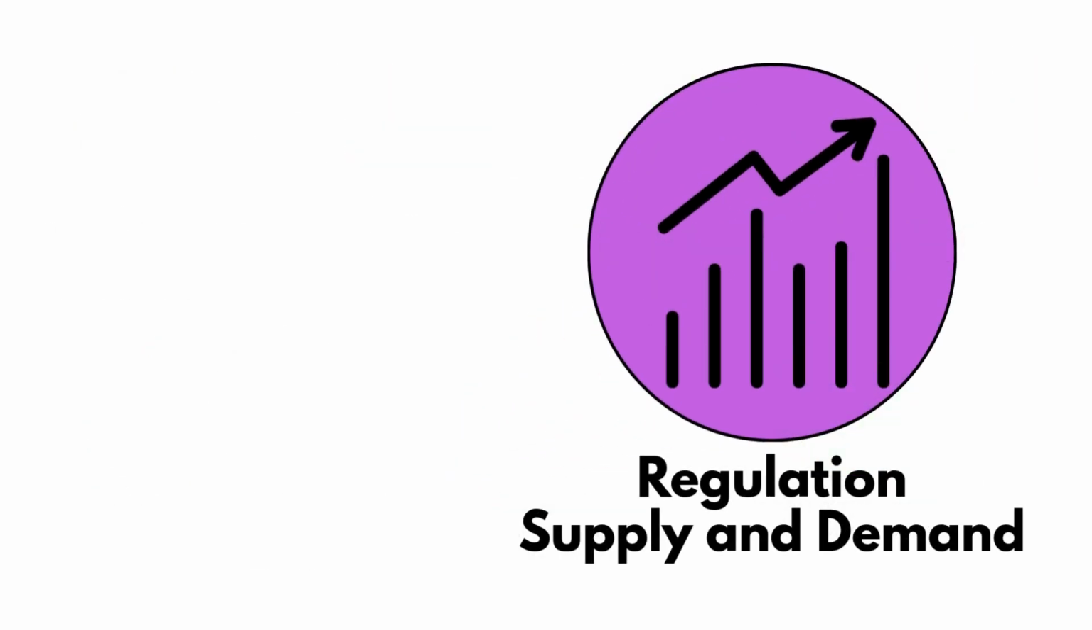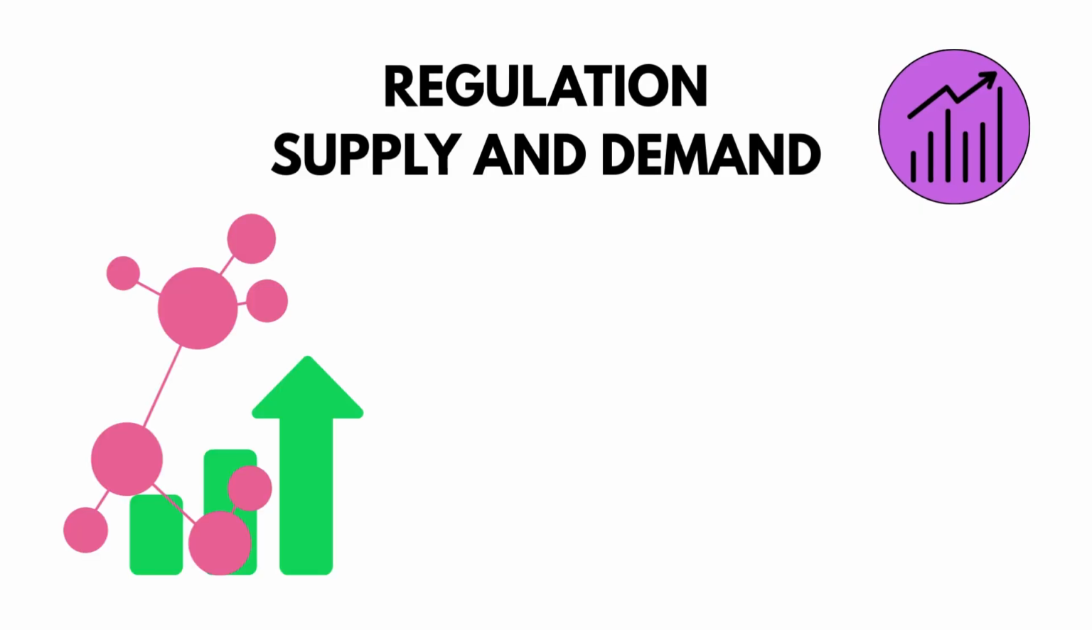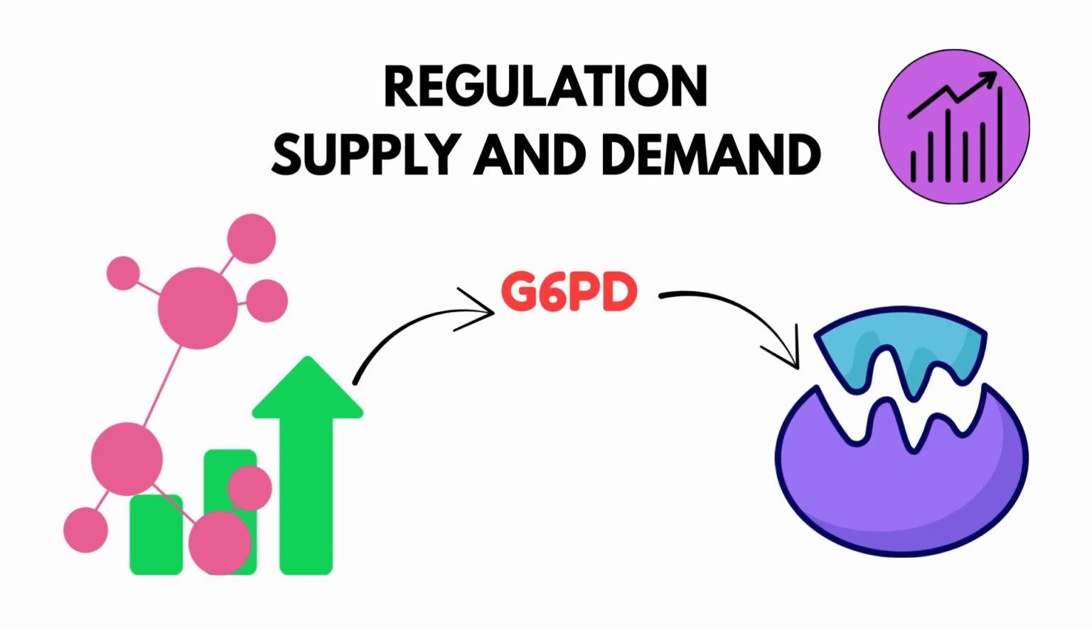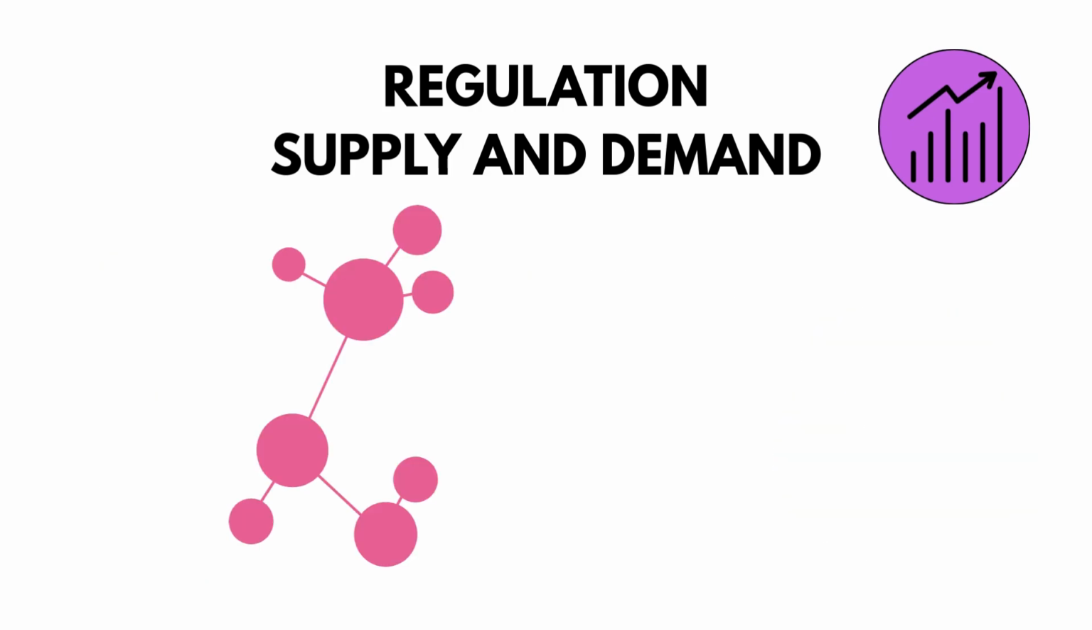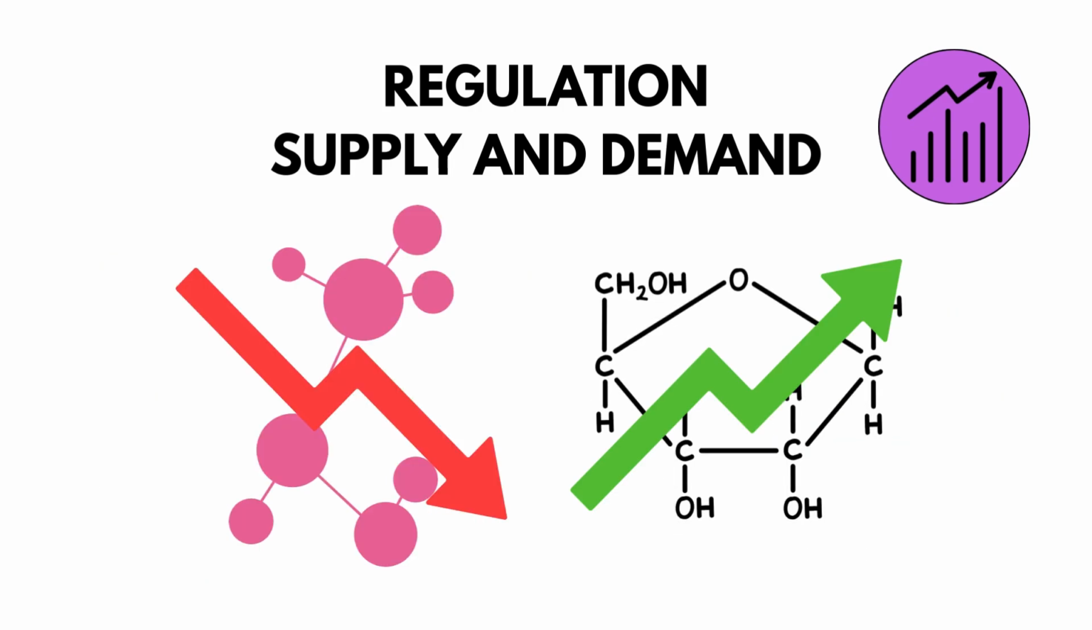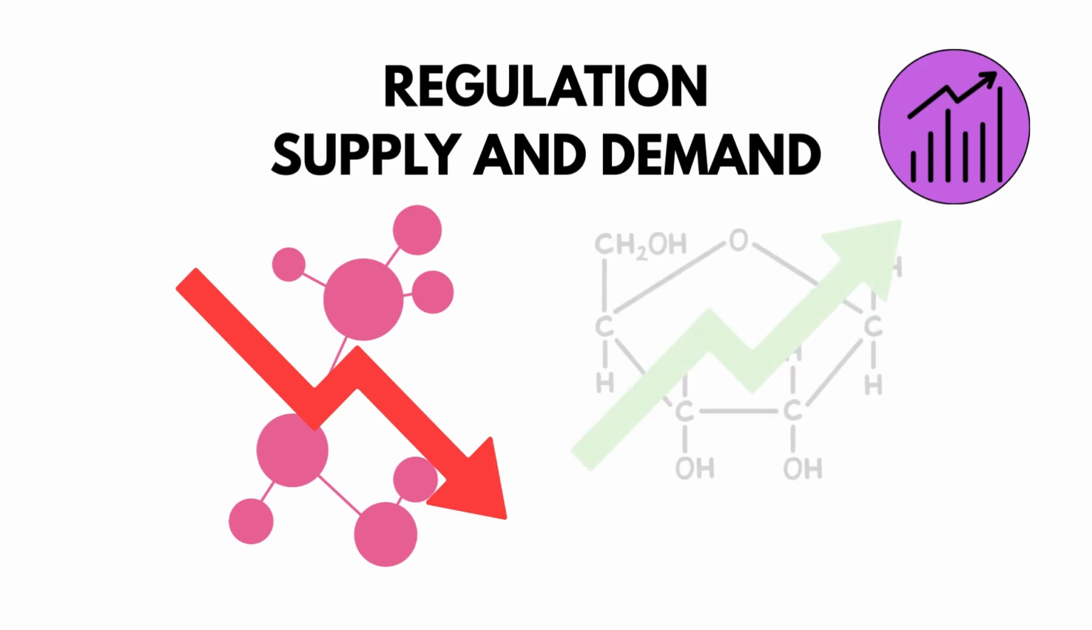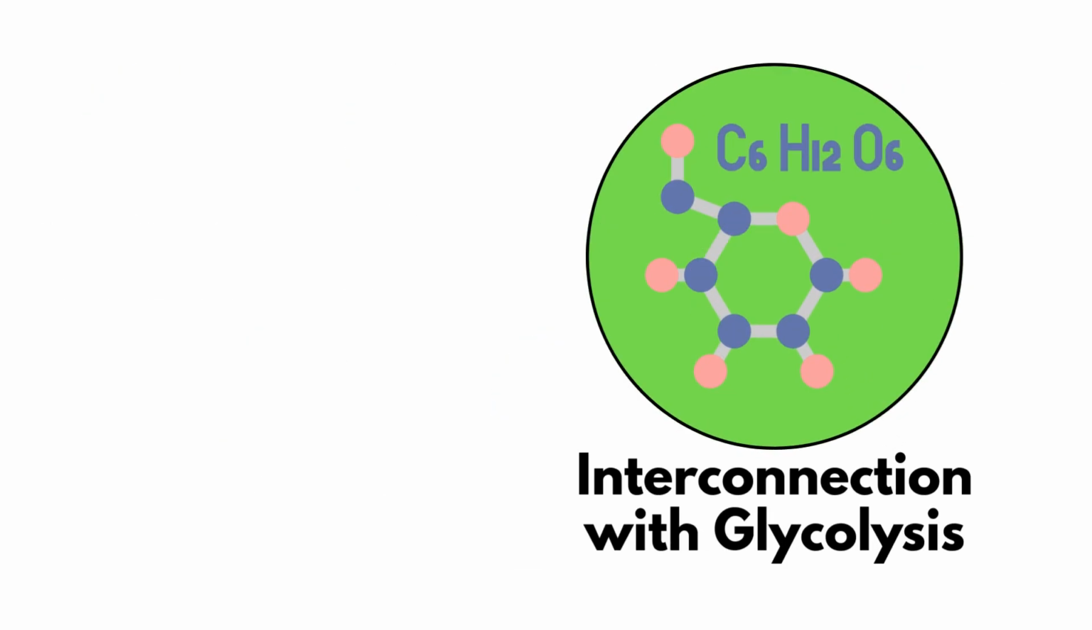Regulation, supply and demand. High NADPH levels shut down glucose 6-phosphate dehydrogenase, the first enzyme in the oxidative phase. If NADPH is low but ribose demand is high, the non-oxidative phase can still run to supply ribose without making excess NADPH. Interconnection with glycolysis.